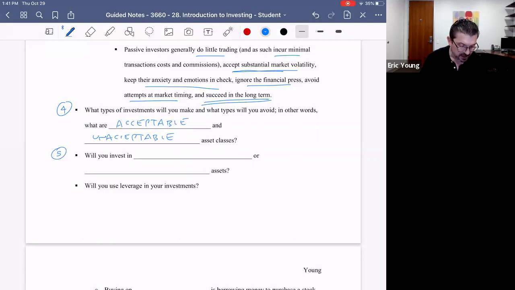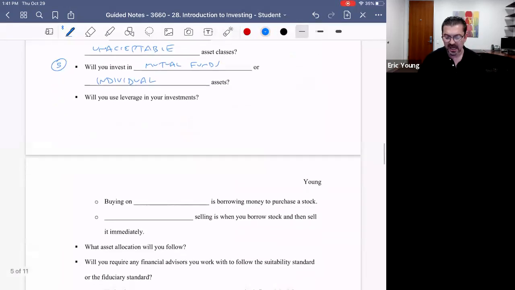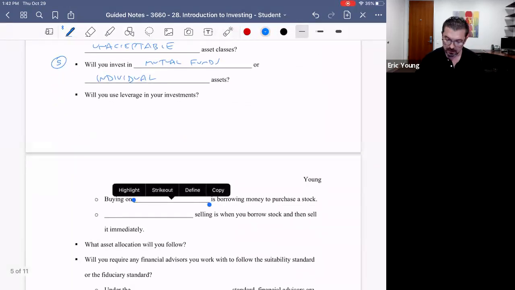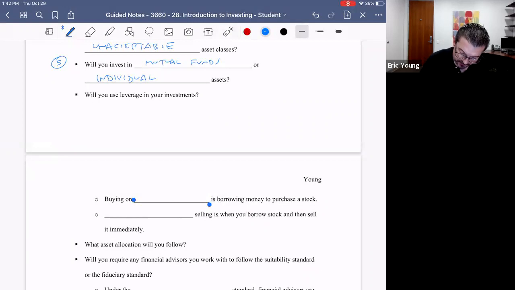Will you invest in mutual funds or will you invest in individual assets? Now, there's no right answer to this, but we know that mutual funds typically offer lower fees on top of broader diversity than individual assets do. So you're going to have to ask that question. A 6th question.